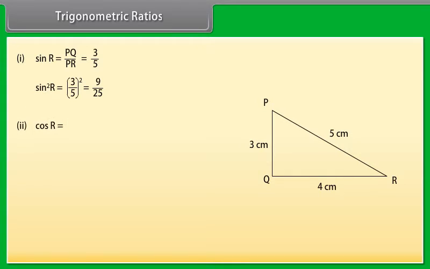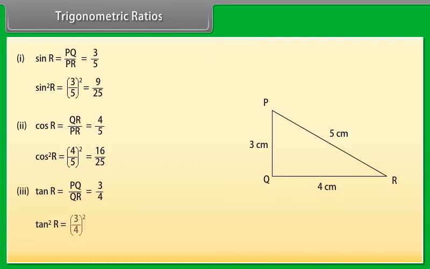Now, sin R is equal to PQ upon PR, which equals 3 upon 5. Sin square R is equal to 3 upon 5 whole square, which is 9 upon 25. Cos R is equal to QR upon PR, which equals 4 upon 5.